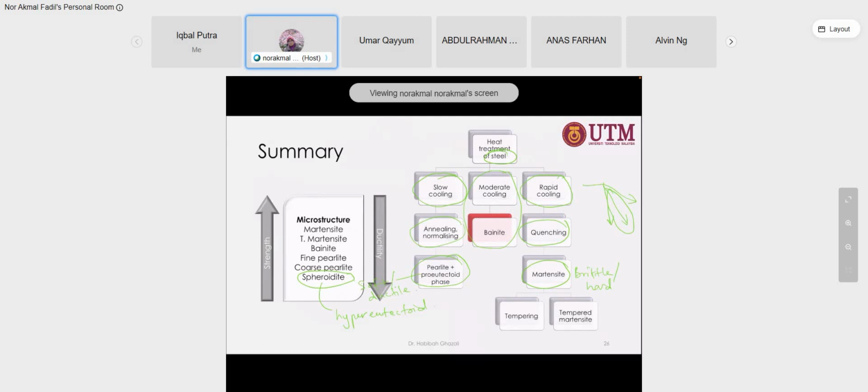But this heat treatment can also be done for other non-ferrous alloys, for example aluminum alloy and many others. All right. Any questions so far before we move to the next lesson?